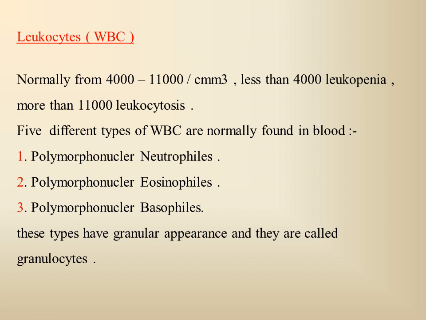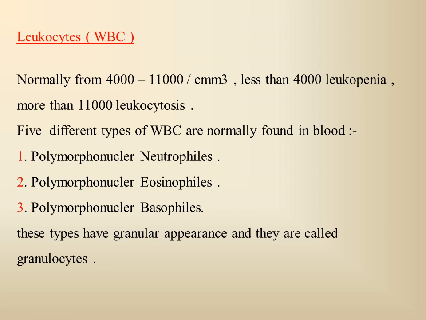What is the meaning of leukocytes, also known as white blood cells? White blood cells are the second cellular element found in the blood. The normal value of white blood cells is similar in males and females. The average range is 4,000 to 11,000 cells per cubic millimeter. Less than 4,000 means leukopenia, while more than 11,000 means leukocytosis.